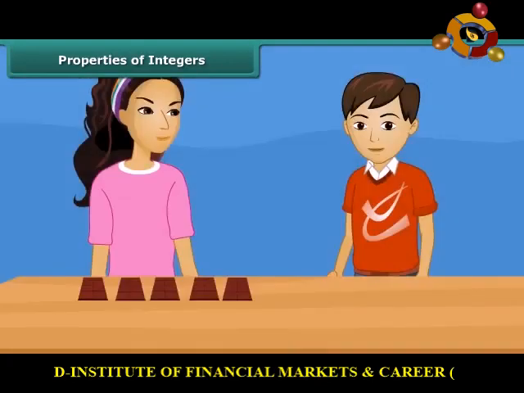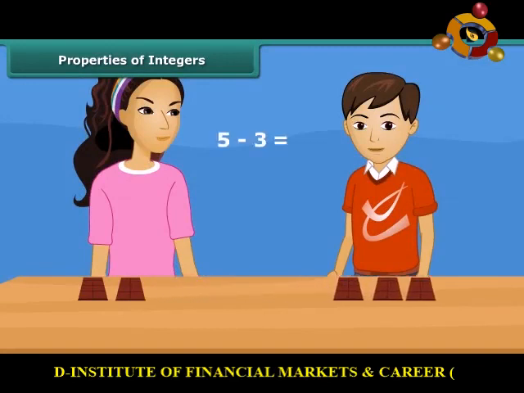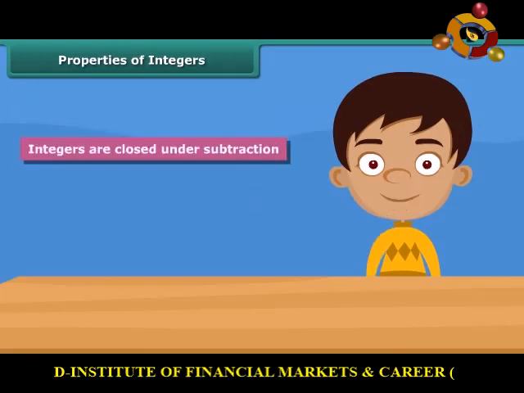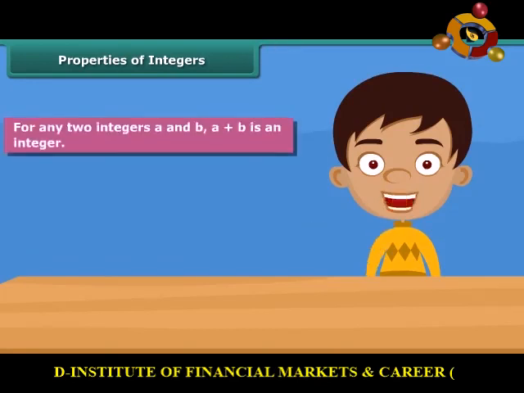Look at Reena. She has 5 chocolates. If she gives 3 chocolates to her brother, then how many chocolates are left with Reena? Yes, you're right. She is left with 2 chocolates. In this example, we see that difference of two integers is also an integer. Hence, integers are closed under subtraction. In general, for any two integers a and b, a plus b is an integer. Similarly, if a and b are two integers, then a minus b is also an integer.